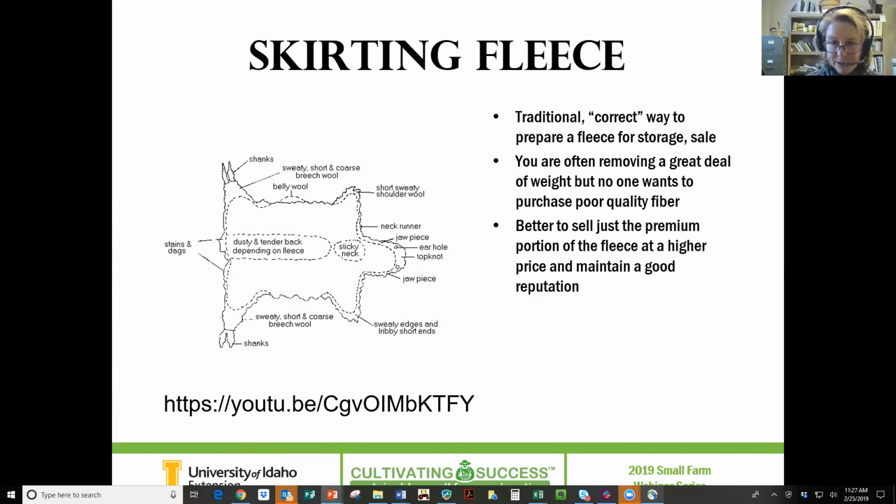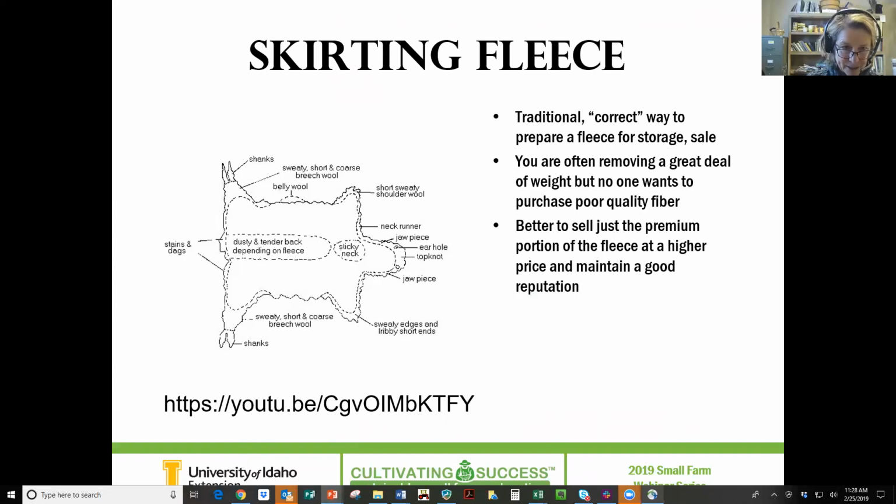Okay, so I want to talk about skirting fleeces. There's a traditional way of doing this, and people will expect this. Basically, you're skirting, you're going around the edges. You can see this diagram, and I also have a YouTube link. I am not going to play this, but this was the best example I could find online of somebody showing you the process, and we'll talk about it a little bit too, as we have some more pictures.